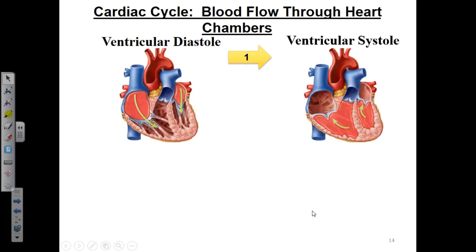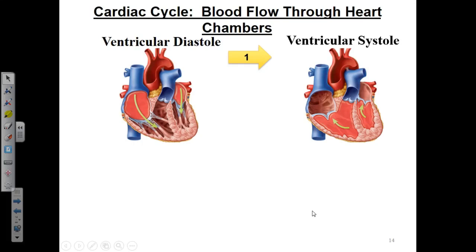Does that make sense to folks? So we're increasing the pressure, but we haven't increased it to a point where a valve is opened yet. We've only increased the pressure such that we've closed the AV valves. Here, because the volume doesn't change, sometimes this is called isovolumetric. Iso meaning the same volume. So we call this isovolumetric systole, ventricular systole. Does that make sense to folks? It's iso because the volumes are the same. All the valves are closed. The blood doesn't have any place to go yet, but the pressure is increasing.